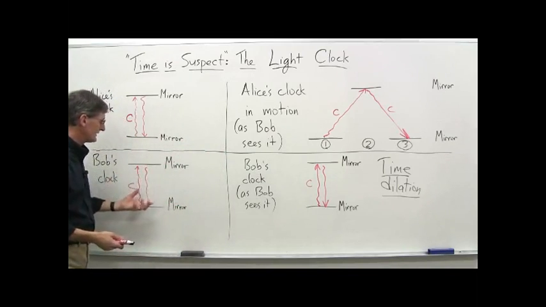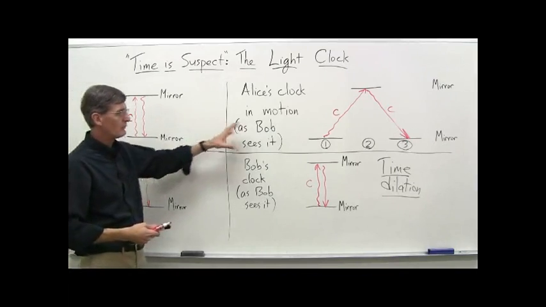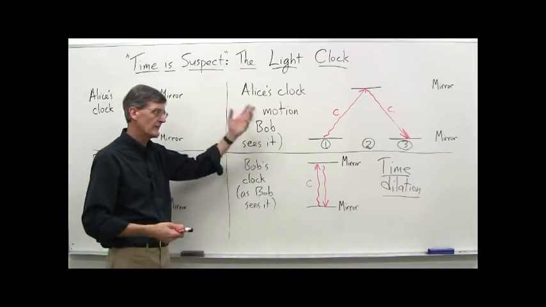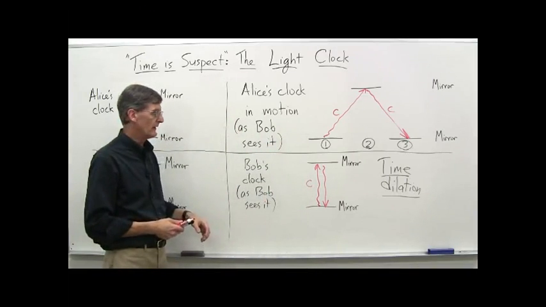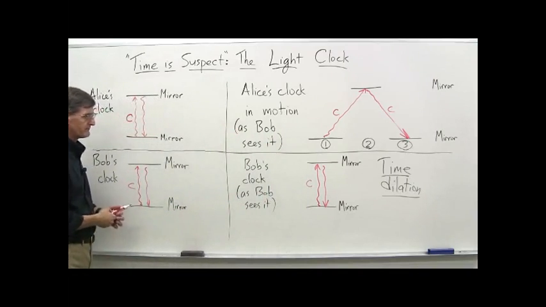But again, the idea is that two identical clocks both tick the same way, and you put one in motion, and Bob's observation of Alice's clock in this case, he's going to say, hey, Alice, your clock is running slow now. And she'd say the same thing about his clock as well.